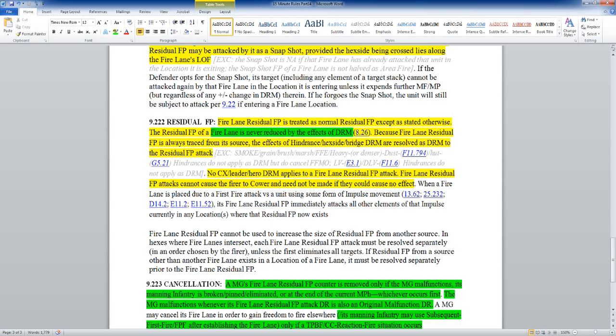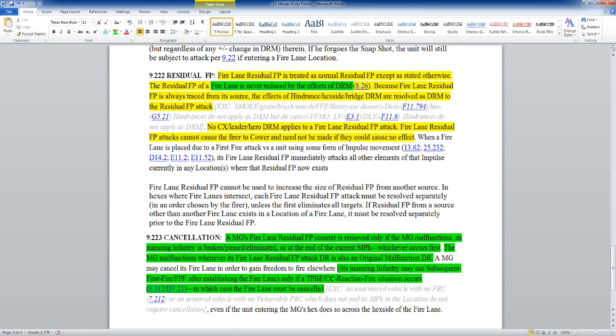Because fire lane residual firepower is traced from its source, the effect of hindrance, hex sides, and bridge die roll modifiers are resolved as die roll modifiers to the residual firepower attack. No CX leadership hero die roll modifier applies to a fire lane residual firepower attack. Fire lane residual firepower attacks cannot cause the fire to cower and need not be made if they can cause no effect.